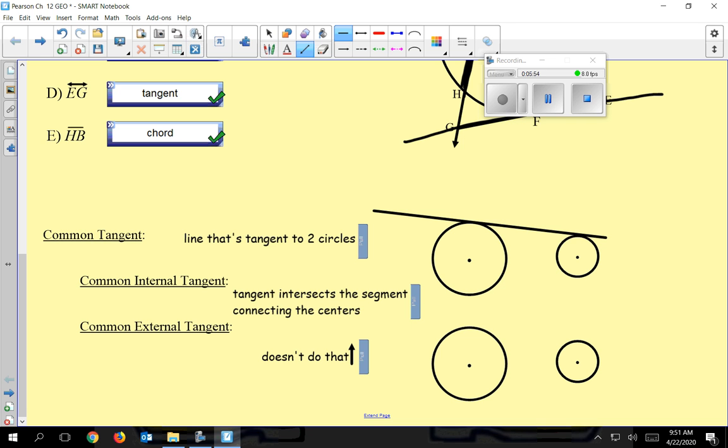So that means it's touching each circle at one point. And sometimes you label it. So let's go ahead. We'll label it A and we'll label it B. Now, a common internal tangent intersects the segment that's connecting the centers.